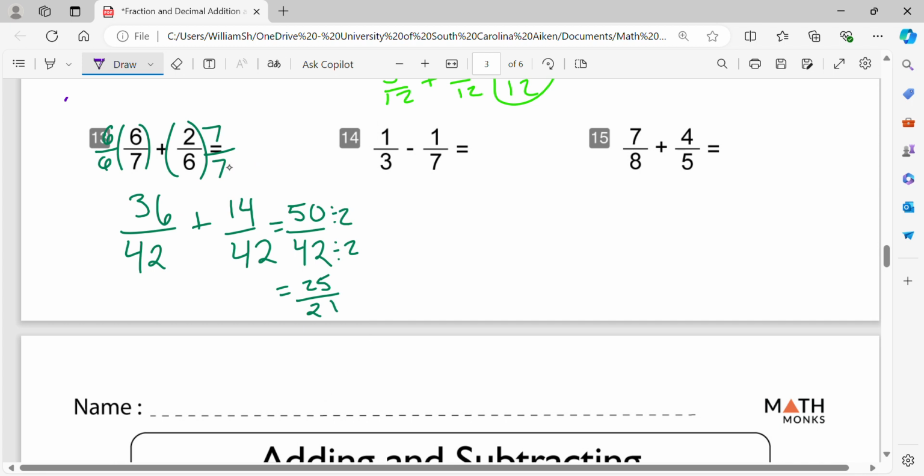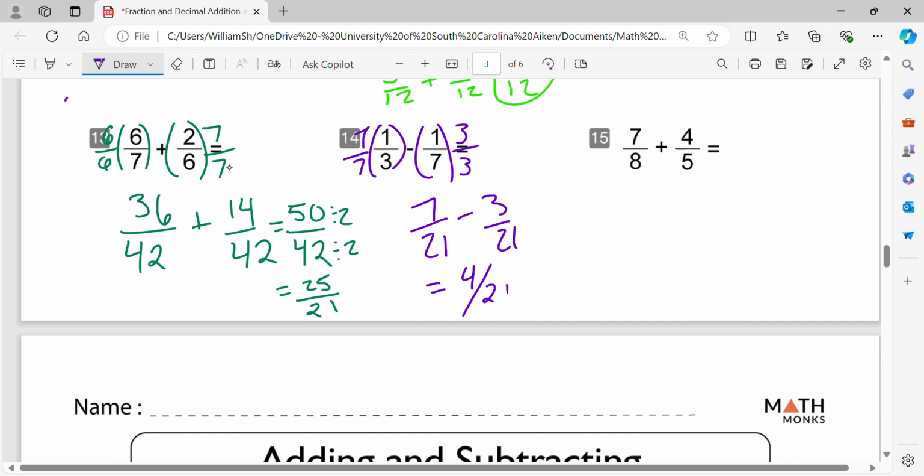Try it and see. Here we need to do 1/3 minus 1/7. Common denominator there is going to be 21, because I'm going to multiply this one by 7/7. I'm going to multiply this one by 3/3. This is going to give me 7/21 minus 3/21, which should give me 4/21 as my answer.